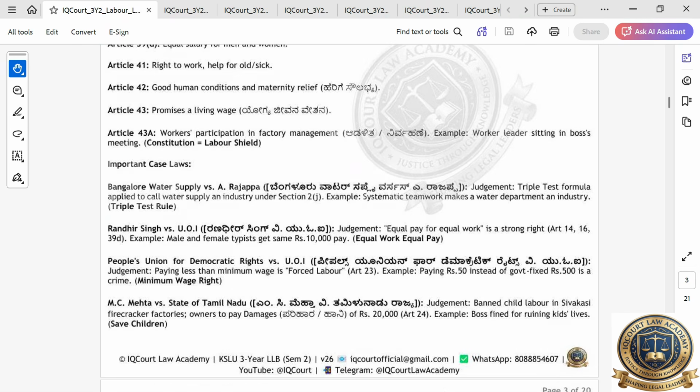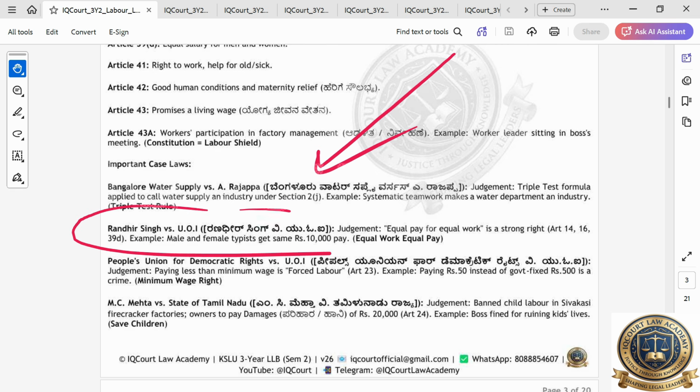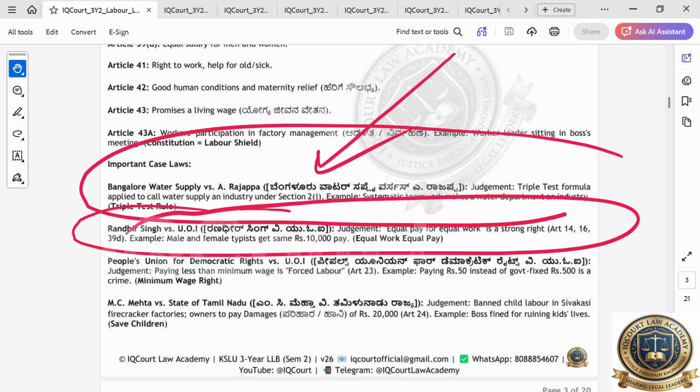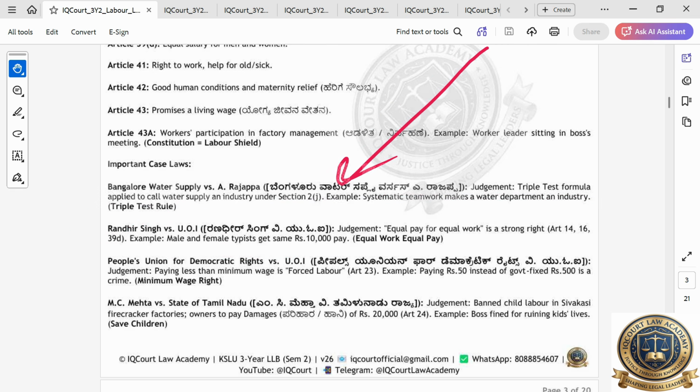So these are very important case laws. Bangalore Water Supply, Rajappa case law, 200%, 500% important case law. You must write this case law. You must remember this case law at any cost. And this is related to equal pay. A problem will come, definitely you have to write. This is to decide whether it is an industry or not.